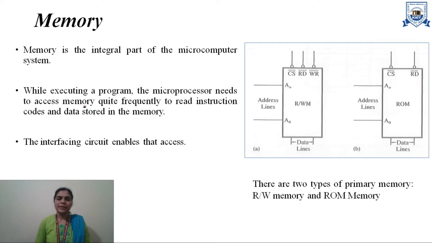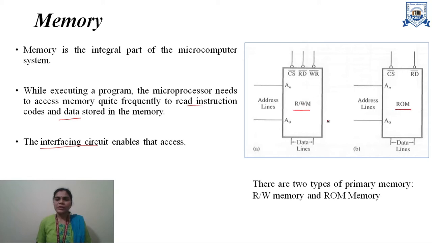So the processor frequently accesses main memory to read the instruction as well as data. And this access is only possible through some interfacing circuit. The processor needs to access main memory with the help of some interfacing circuit. We have two types of primary memory. One is read-writable memory, the second is ROM. In read-writable memory, we can read and write, whereas read-only memory allows us to read the data only.